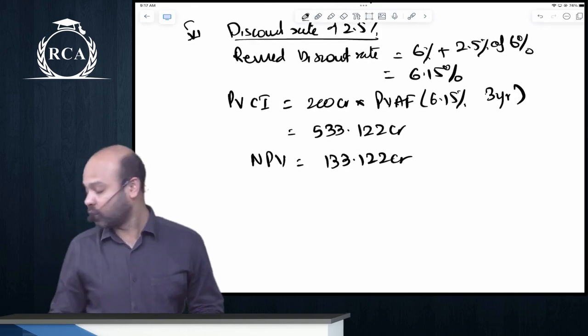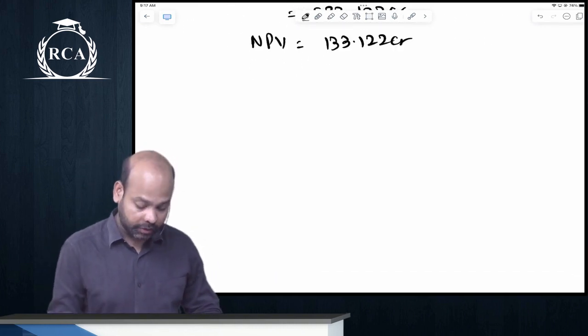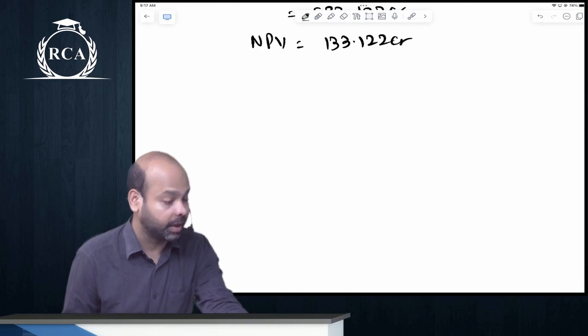Yes, beta. Did you all get this 133.122 crores? You are supposed to compute percentage change in NPV guys at every stage.